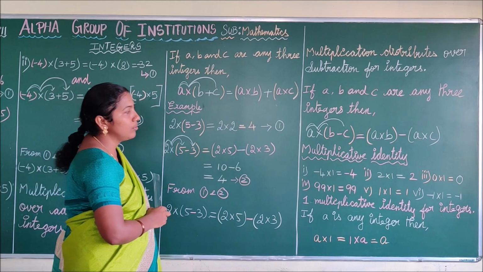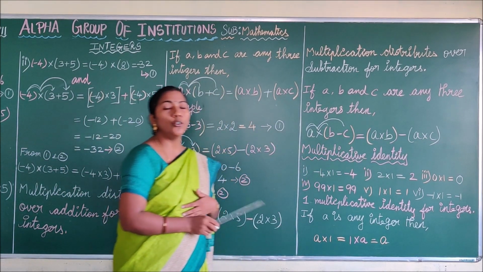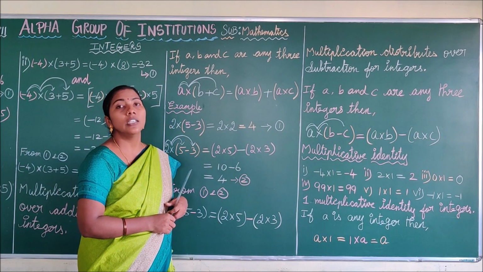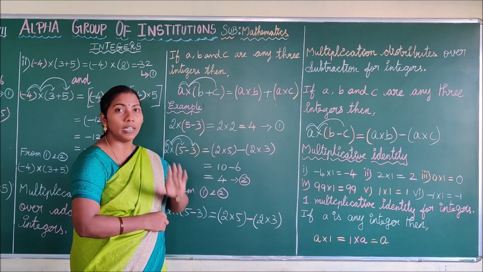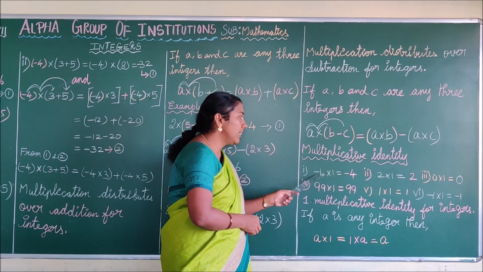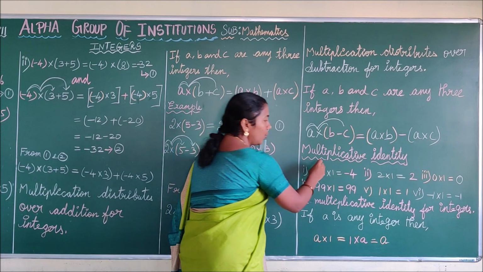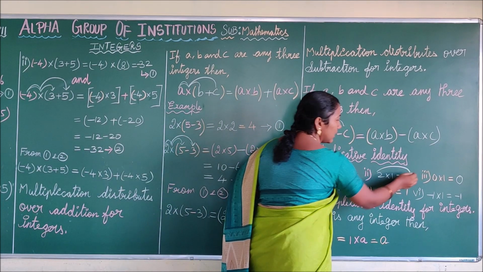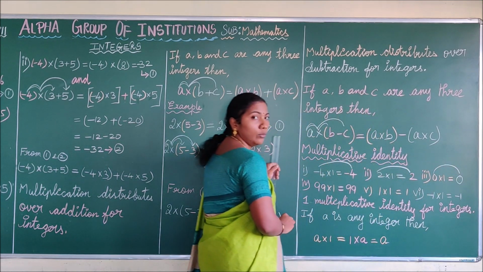Next we are going to see the next property, multiplicative identity. You already know additive identity. What is additive identity? 0. If you add any number with 0, you get the same number. Similarly, if you multiply any number with 1, we get the same number. That is, minus 4 into 1, you get the same number, minus 4. 2 into 1, you get 2. 0 into 1, you get 0.